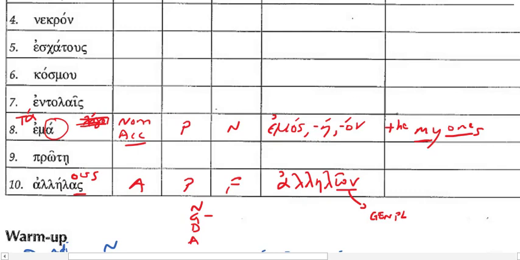Okay, so here, my blanks for attributive use. Okay, good. Others?